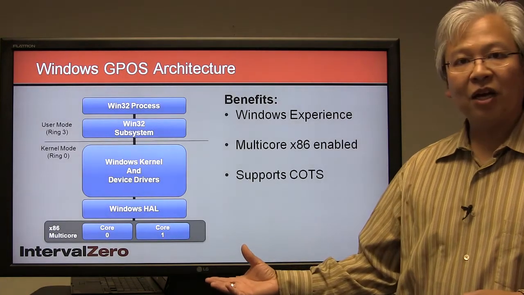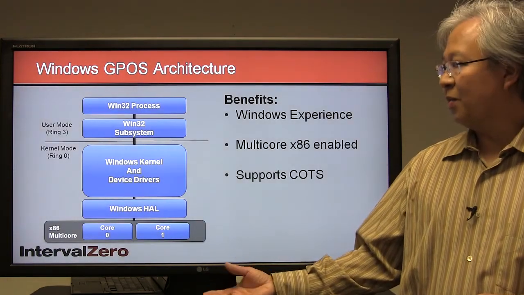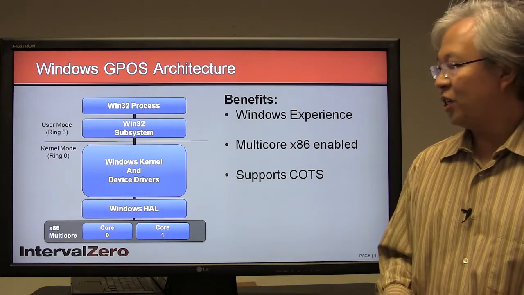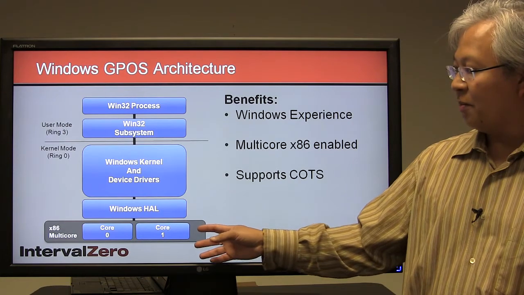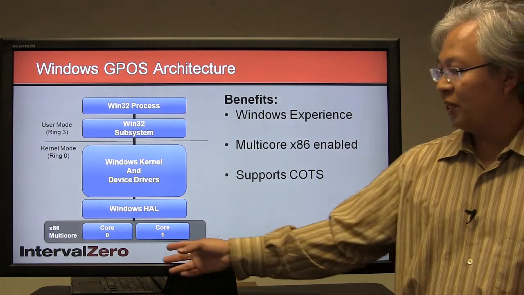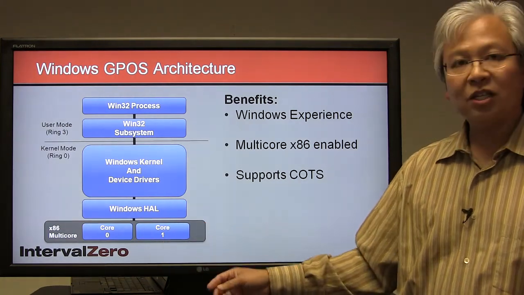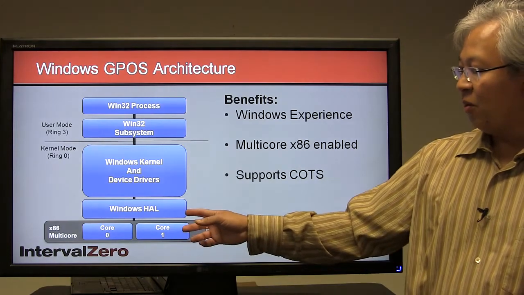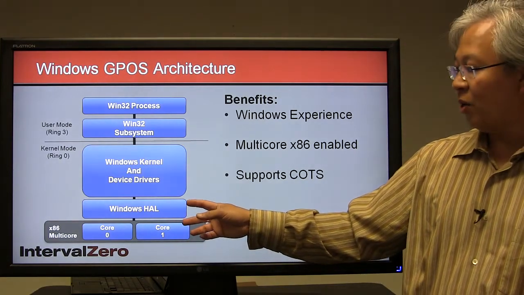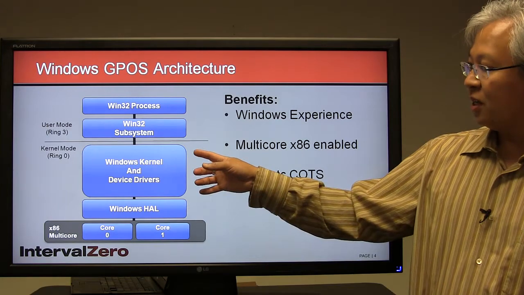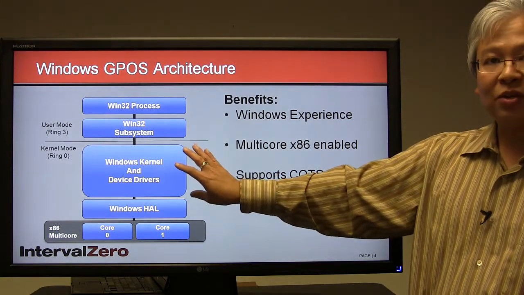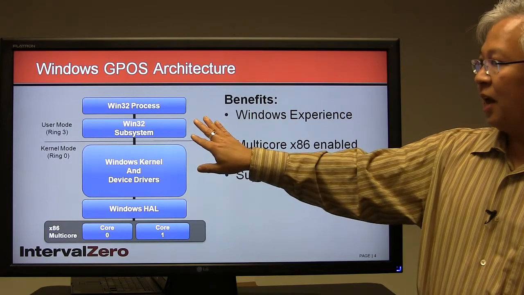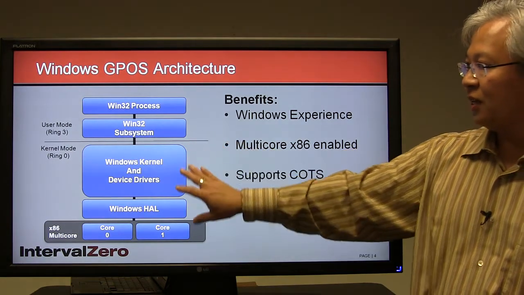Now let's take a look at the Windows operating system and talk about how RTX transforms this. So first, let's look here. At the base of it all, we've got multi-core x86 hardware, so pretty typical motherboards. In this case, it's a dual core. Here we have the Windows HAL layer, or hardware abstraction layer. Next, on top of that, we have the Windows kernel and device drivers. So this is where the Windows scheduler lives. And all of this is inside of kernel mode.